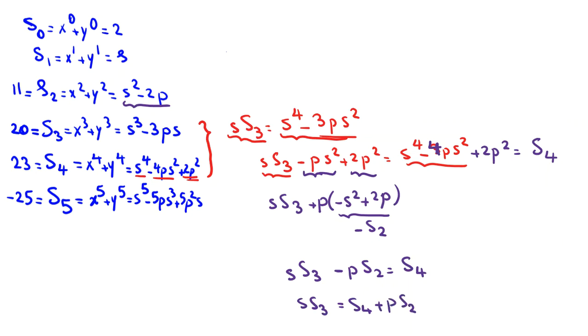And if I replace S4 is 23, sS3, S3 is what? 20. So it will be what? 20s equals S4 is what? 23. 23 plus pS2. S2 is what? 11 plus 11p. So we found the first equation that we need. So let's erase the other things.